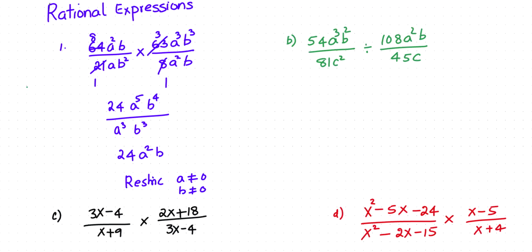The next question. 54a cubed b squared upon 81c squared divided by 108a squared b over 45c. So first we change the divide sign to multiplication. So we get 54a cubed b squared upon 81c squared times, so this will go up, so it becomes 45c upon 108a squared b. Now we have multiplication, so we can cross cancel diagonally, numerator and denominator.